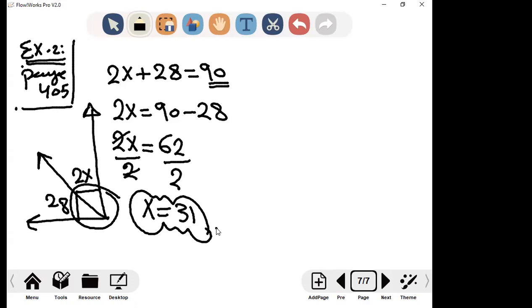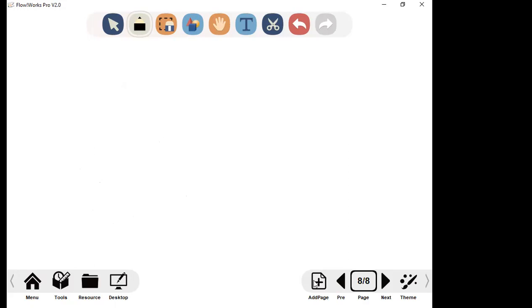Fill the squares, guys. You have empty squares, fill them. In the first two squares, you need to put the equation, 2x and 28. And down, you have one square. Fill it with the answer, which is 31. Got it? Now, let's do the check together.